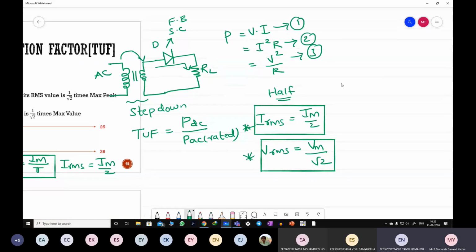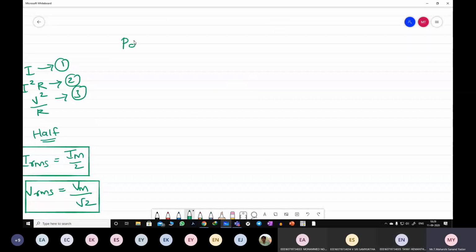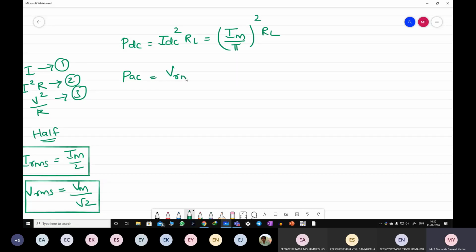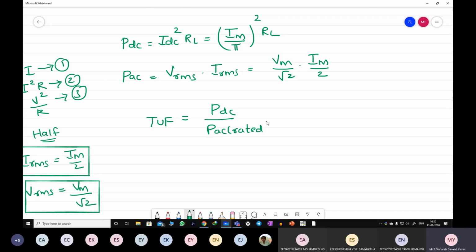So PDC is nothing but IDC square into RL. IDC is nothing but Im by pi whole square into RL. Whereas PAC is nothing but VRMS into IRMS. VRMS is Vm by root 2. IRMS is Im by 2. Whereas what we know, transformer utilization factor is nothing but PDC by PAC rated. Now try to substitute PDC and PAC and tell me how much you got.